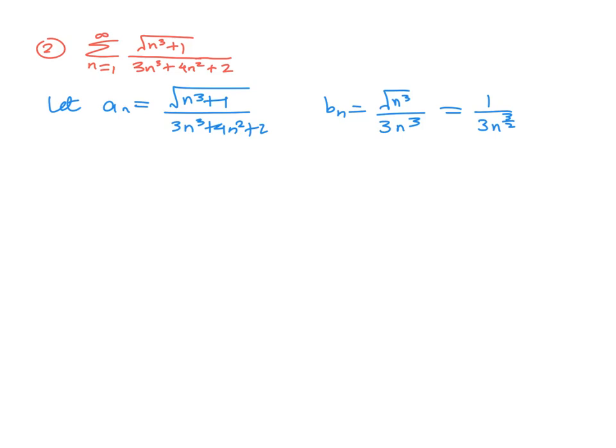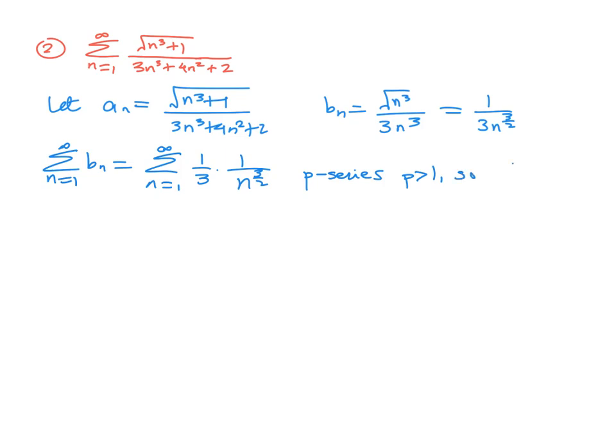Remember, well, okay, before I do that, let's just focus on the convergence. So if I do sigma as n goes from 1 to infinity of bn, that's sigma n goes from 1 to infinity of 1 over 3, times 1 over n to the 3 halves. Well, the 1 over 3 is a coefficient that can get factored out, but this, you'll notice, is a p-series, p greater than 1. So sigma of bn converges.